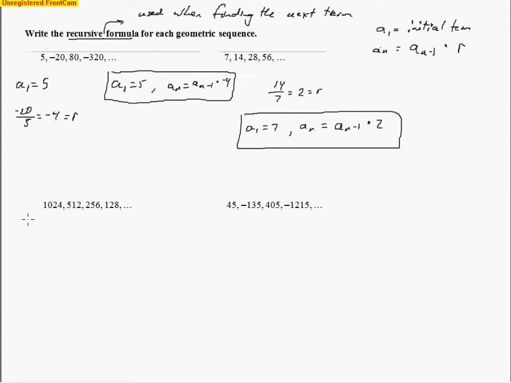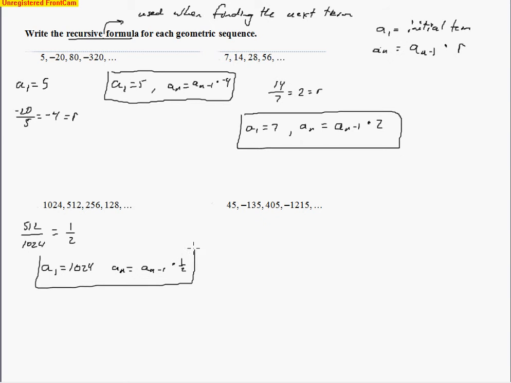So this next one, again, 512 over 1024 is going to give us a fraction, and we end up with 1/2 when we reduce that fraction. And so I know what the first value is. The first value is 1024, and then from there I can do the recursive formula. So AN equals AN minus 1 times the R value.